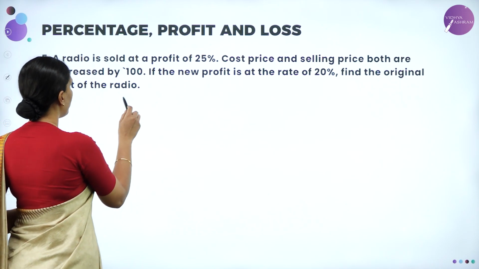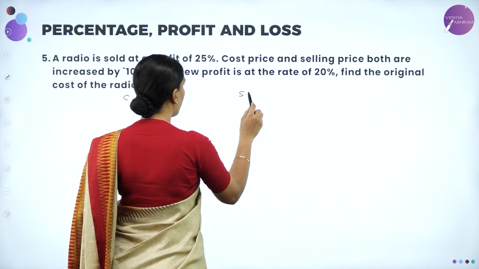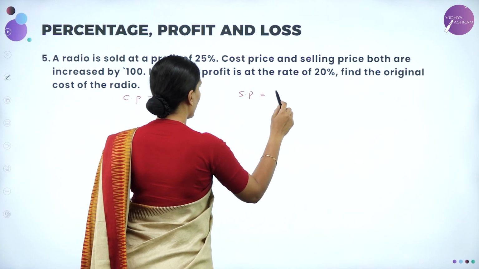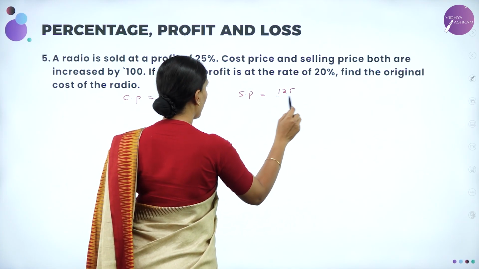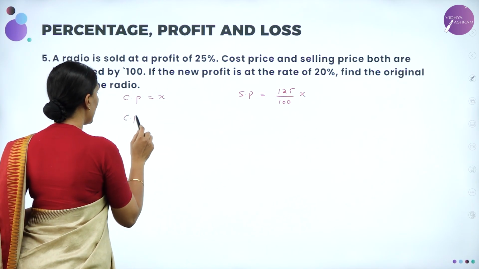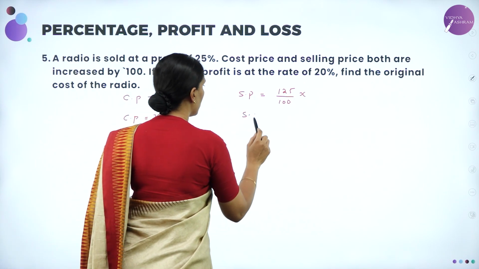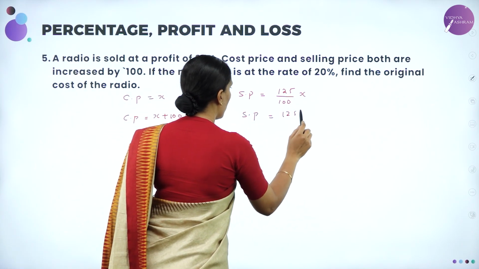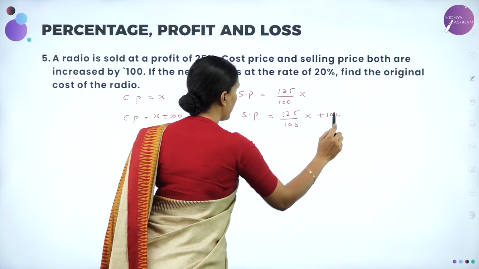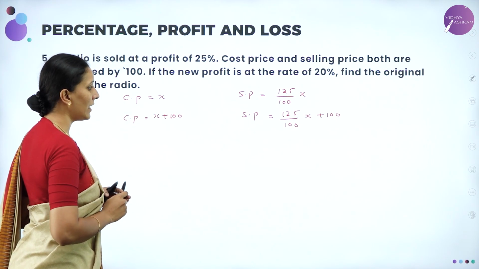So now, if the cost price was X, then the selling price was 25% more than the cost price. So therefore, 125 by 100 X. Now, if both of them are increased by 100, that is 125 by 100 x plus 100. So there will be a new profit of 20%.